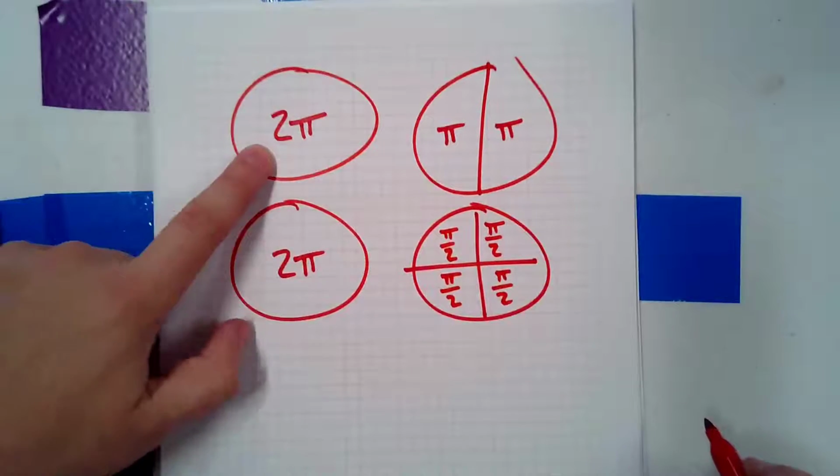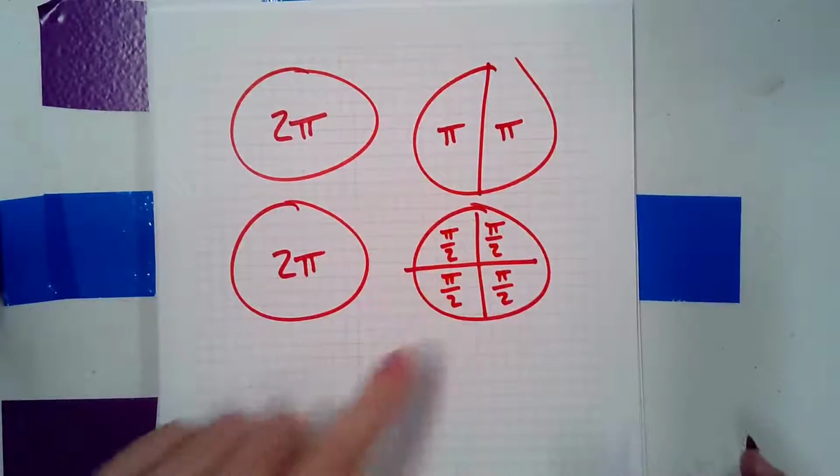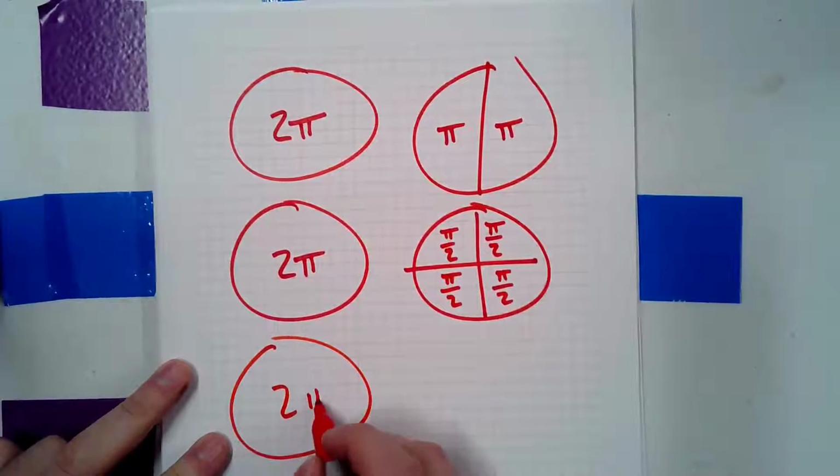It makes sense, right? The whole thing's 2 pi's. So half is going to be pi. A quarter is going to be pi over 2. Whole thing's 2 pi.